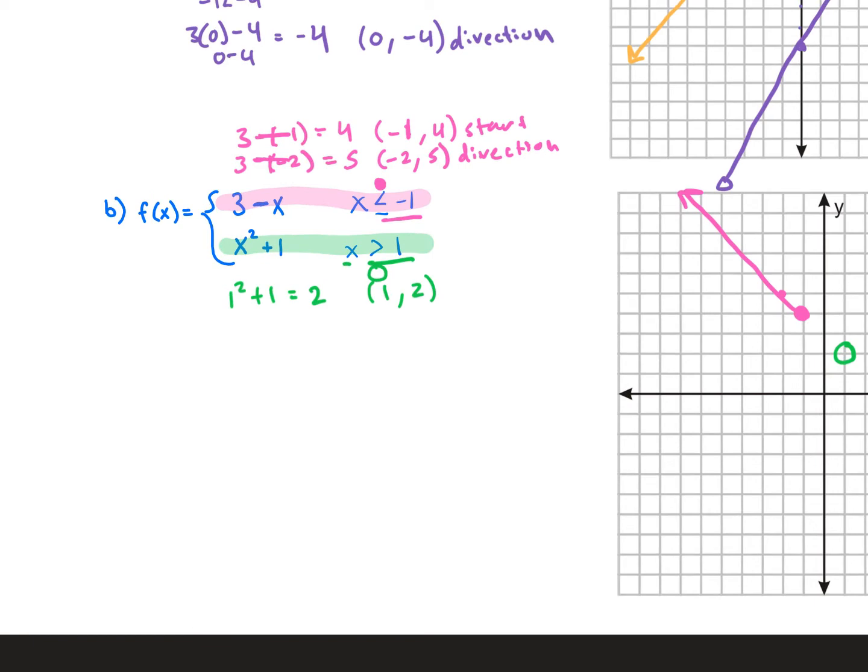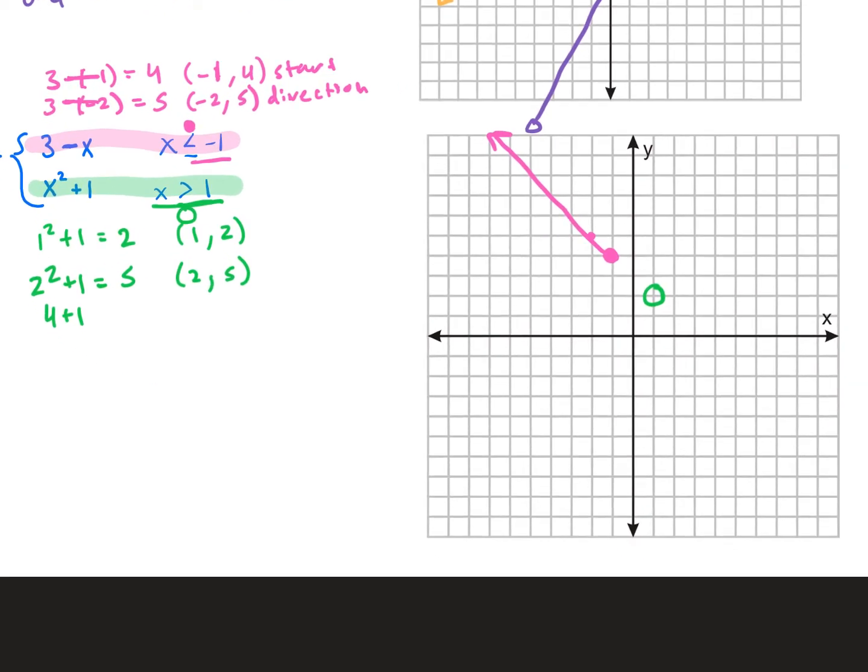Now I can plug in any value for x that is greater than 1, so I'll plug in 2. I have 2 squared plus 1, which would be 4 plus 1, which is 5. So I plugged in 2 and got 5. I'm going to go to the right 2 and up 5.